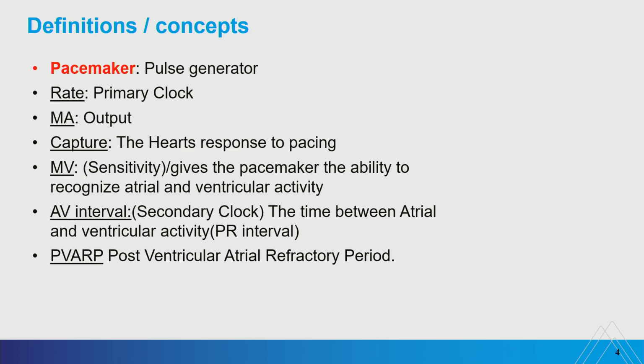We then have what's called PVARP. People don't pay too much attention to this, but I want to at least explain to you what it is. PVARP is post-ventricular atrial refractory period. It's a safety mechanism that the pacemaker has to prevent an RNT.